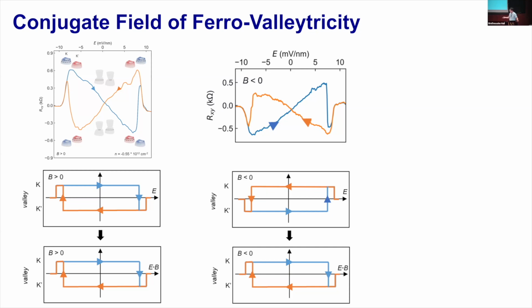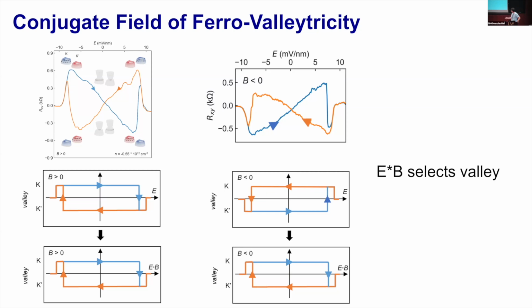And that tells you that what really chooses the valley polarization is not the electric field, and is not the magnetic field, it's a combination of them. Because if you plot valley polarization as a function of E dot B, you can unify the direction of winding of this hysteresis loop.